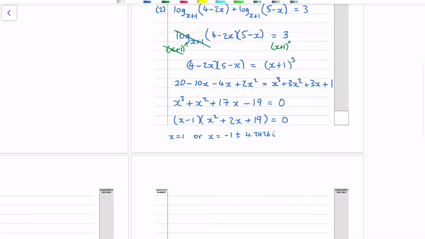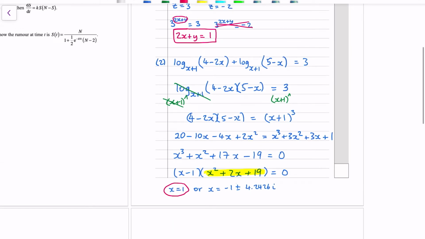We could look at this quadratic and go, its discriminant is negative, so there are no more real solutions. And we've got x equals 1 as the only real solution. And we go back to our equation, which said that y was equal to 1 minus 2x. And we go x equals 1, y equals 1 minus 2 times 1, so y equals negative 1. And that is the only real solution.